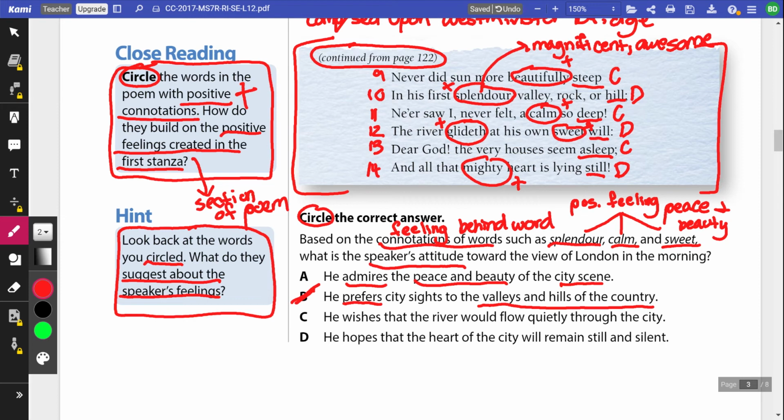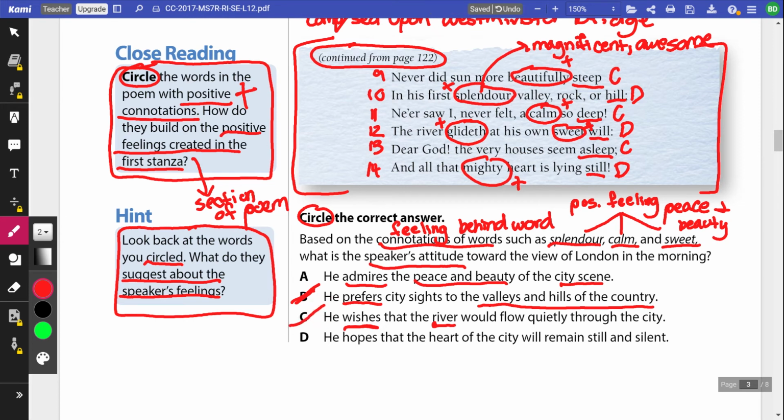Let's move on to C. He wishes that the river would flow quietly through the city. So he does mention a river, right? But is his focus just on the river? No, he's talking about the whole city. The river is part of the city, right? But it's not his sole focus. And he definitely never says that he wishes that it would flow quietly. So answer choice C is out for us.